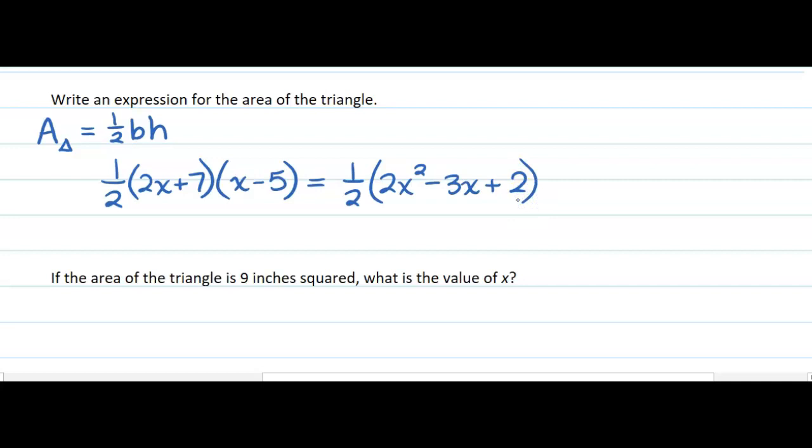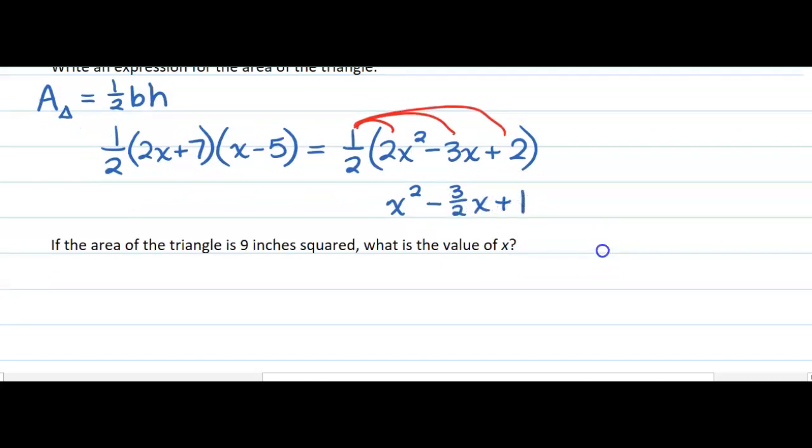But since it's the area of a triangle, remember, we don't want any fractions that haven't been multiplied or reduced. So we're going to distribute this 1/2 throughout the parentheses. We end up with x squared minus 3/2 x plus 1.